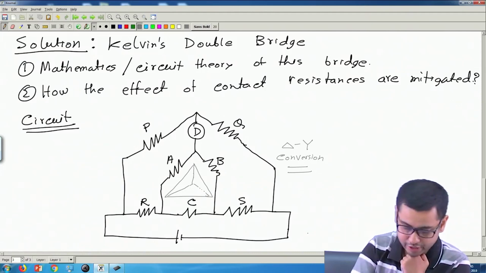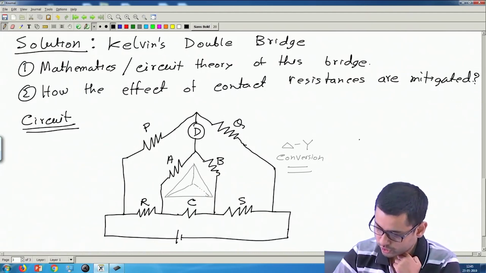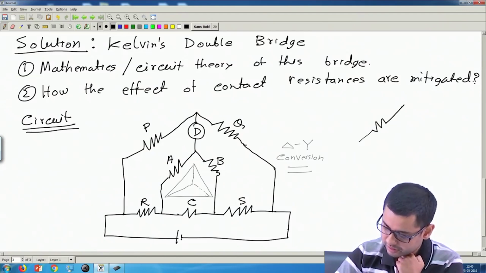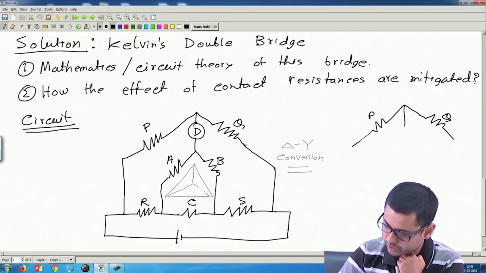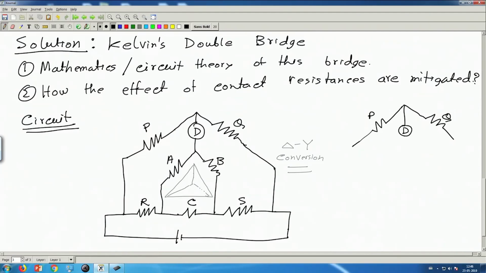Okay. So, what we will have? Let us draw first everything else. This is P, this is Q, here we have the detector D, okay, and then here is the R, okay, and here is the power supply.